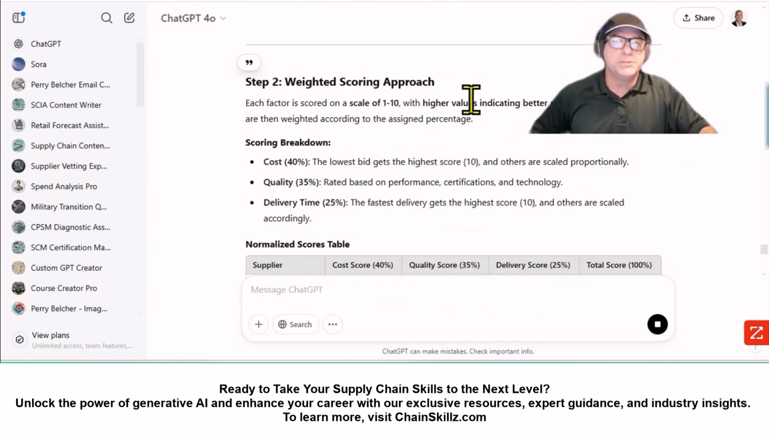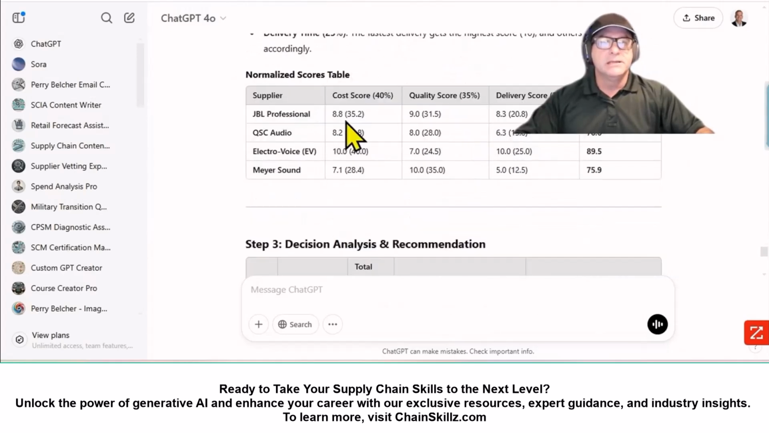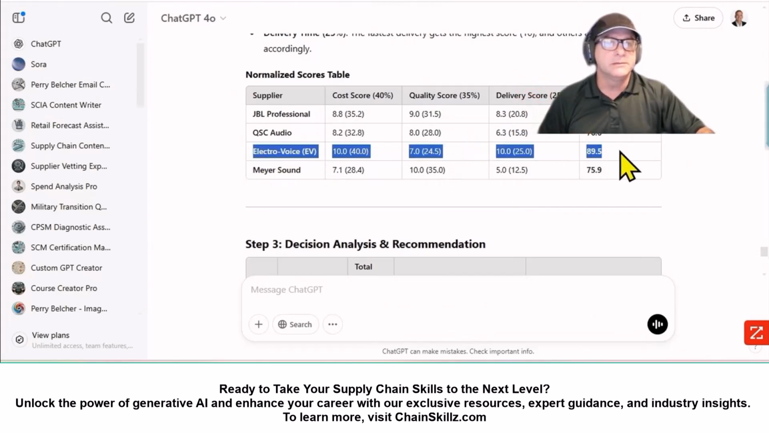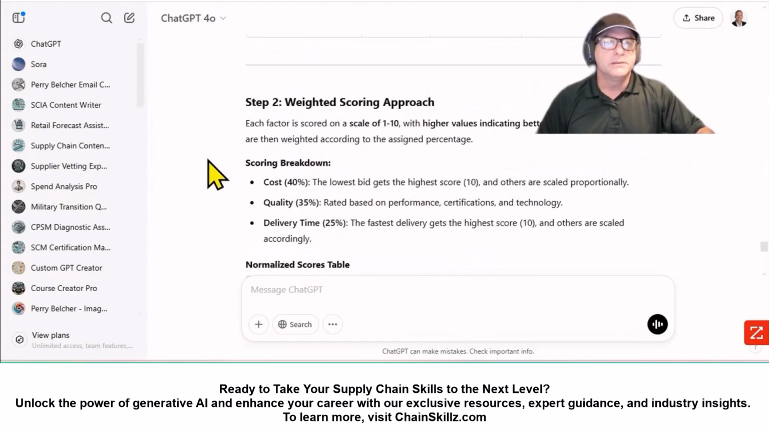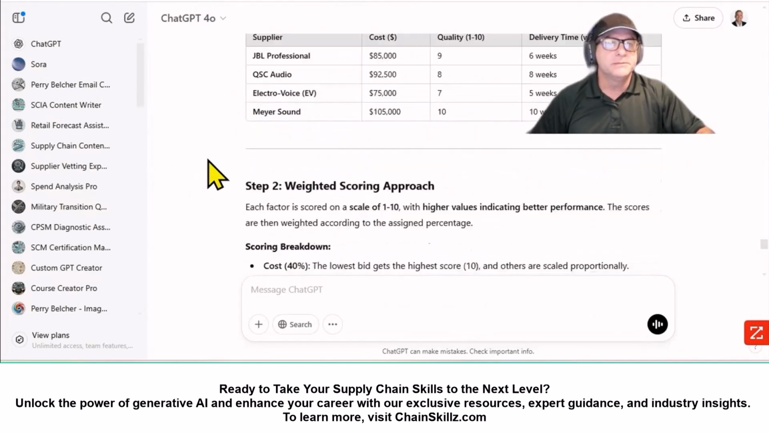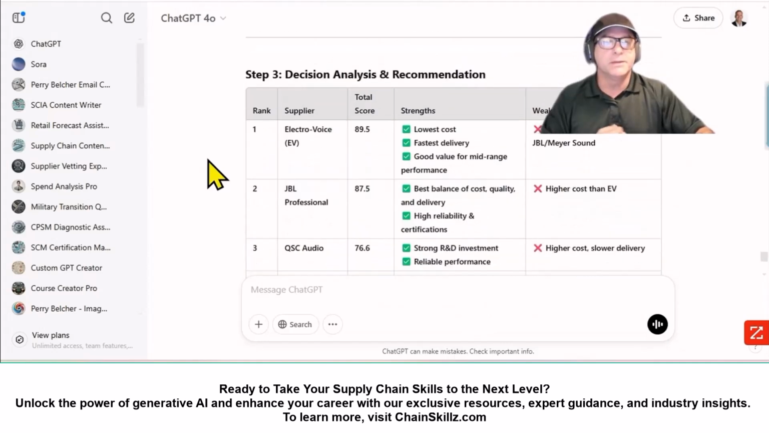Weighted scoring approach. Each factor is scored on a scale of 1 to 10, with higher values indicating better performance. It goes through this process. JBL seems to be coming out. Now let's see here. They're not as expensive. Their quality's there. So again, as a human, what do we recommend? And this is giving us a decision.